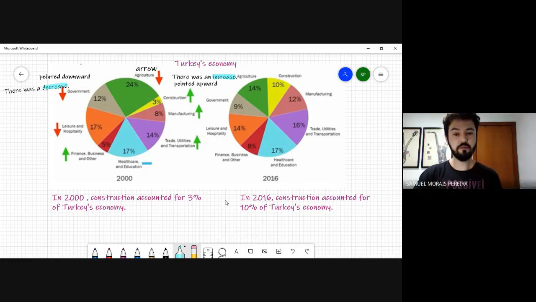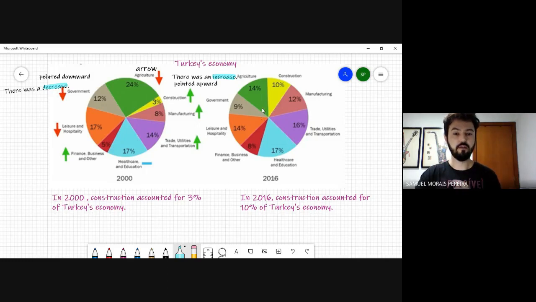Eu acho que vocês entendem o que eu estou fazendo. Eu estou tentando mostrar a vocês o vocabulário, ok? So that you can compare things. Eu não vou ficar fazendo muitos, porque eu não tenho tempo, ok? Because I have other things to show you, ok? Aí depois vocês tentam ir fazendo. Tipo, eu fiz aqui a comparação do setor de construção, but you could talk about agriculture, for example. So, when you compare agriculture sector in 2000 to what happened in 2016, you can see that there was a reduction. It went from 24% to 14%. So there was a decrease.